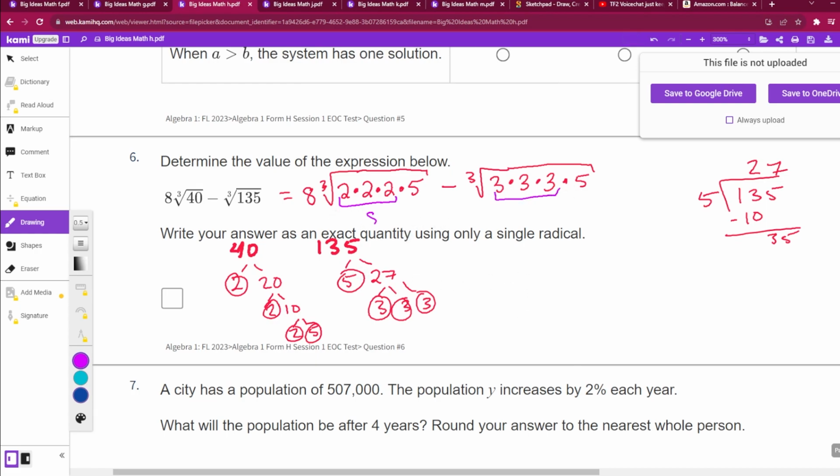So this is 8 times 2 times the cubed root of 5. And this is minus, pull out a 3, so 3 times the cubed root of 5. Okay, simplify again. 8 times 2 is 16, cubed root of 5, minus 3, cubed root of 5. And now we have the same root, and we have the same number, so we can subtract 16 minus 3 is 13, cubed root of 5.